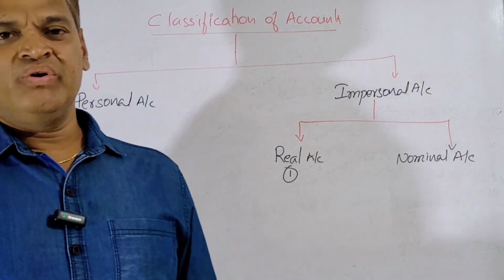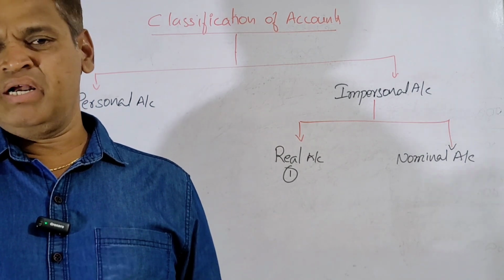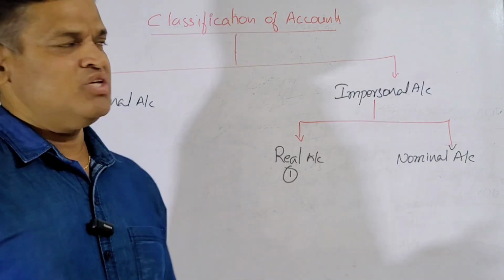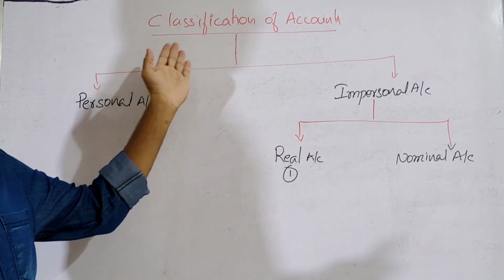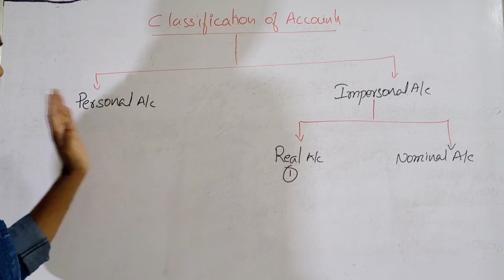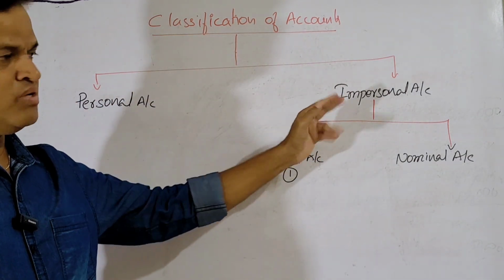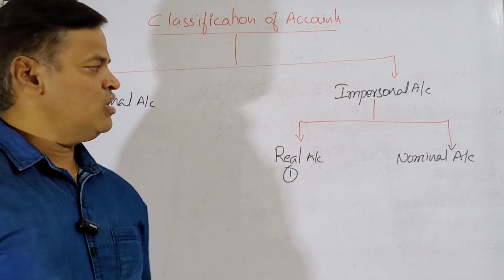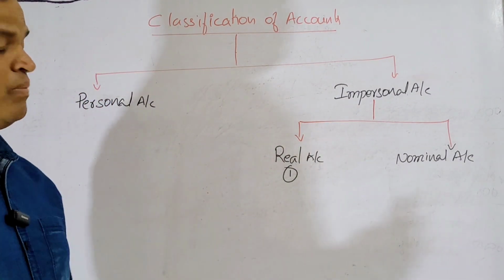So today we are going to discuss how to write journal entries. If you want to know how to write journal entries, first of all, we should know about the classification or types of accounts. The accounts can be classified into two: personal account and impersonal account. Again, impersonal account can be classified into real account and nominal account. So these three are the pillars of the account.